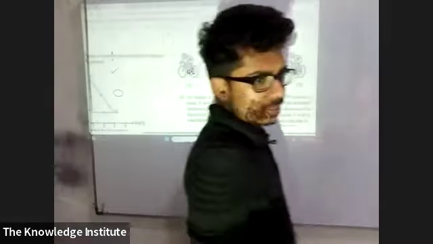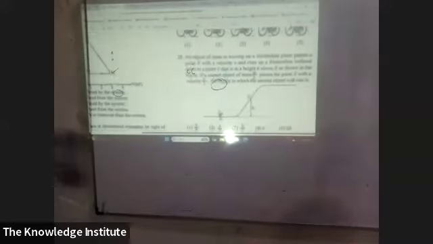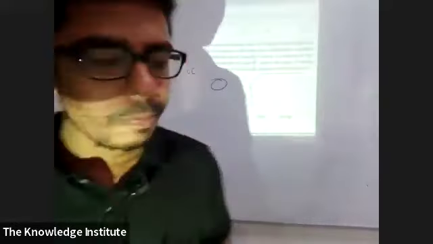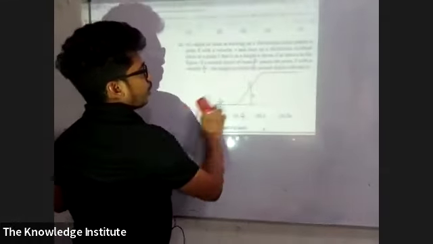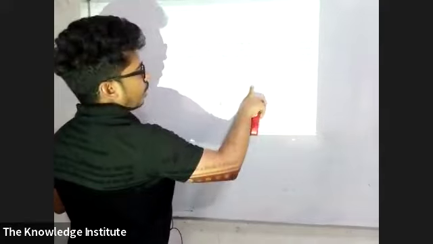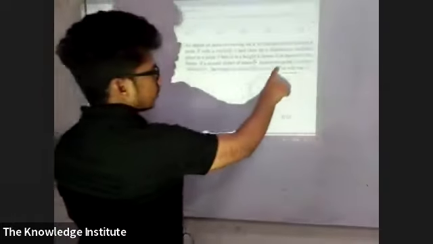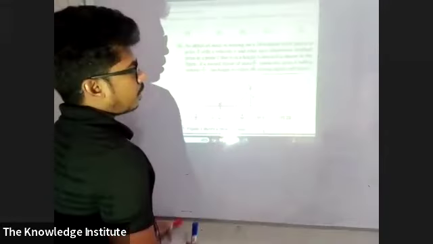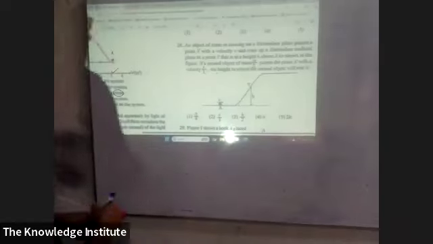28. An object of mass m moving on a frictionless plane passes point x with a velocity v and rises up a frictionless inclined plane to point y, which is at height h above x, as shown in the figure. If a second object of mass m over 2 passes the same point x with a velocity v over 2, the height to which the second object will rise is.